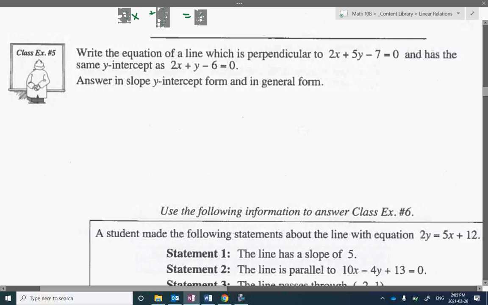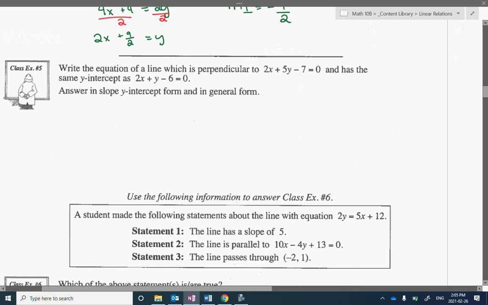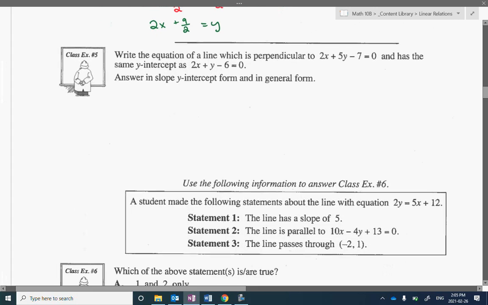Okay, let's look at the next example. Write the equation of a line perpendicular to this first one and that has the same y-intercept as my second line. So this is a big question. At the end of the day, we are given two lines. We're taking a piece of information from each to make a third line. So let's look at this first one.